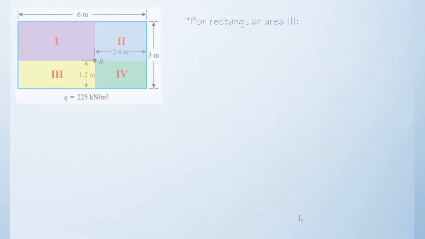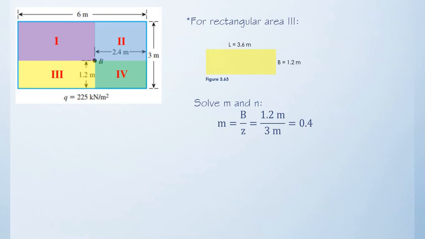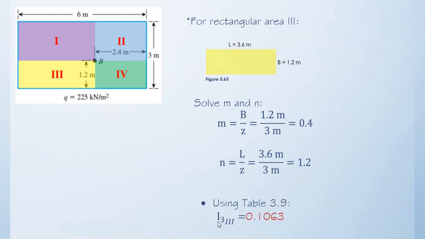We now proceed to the third rectangle, which is shaded yellow. L is equal to 3.6, B is equal to 1.2 meters. Same procedure, we solve for the values of m and n. m is equal to 1.2 divided by 3 meters, which is 0.4. n is equal to 3.6 divided by 3, this is 1.2. And from the table, the value of I_s3 for the third rectangle is 0.1063.